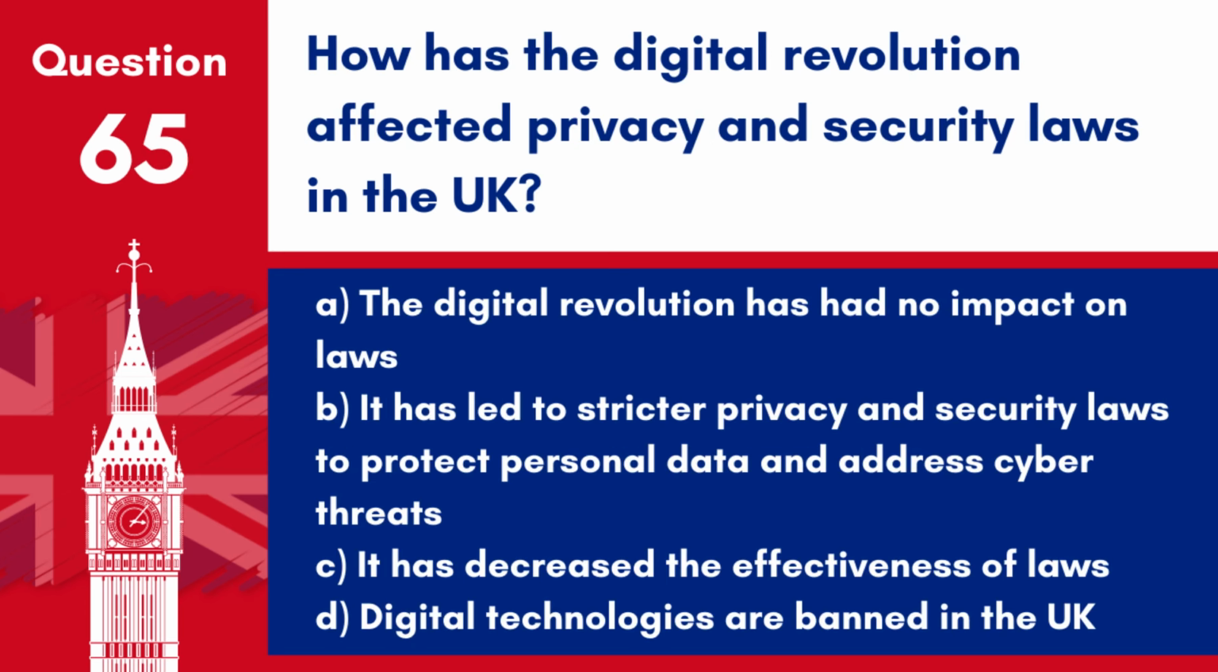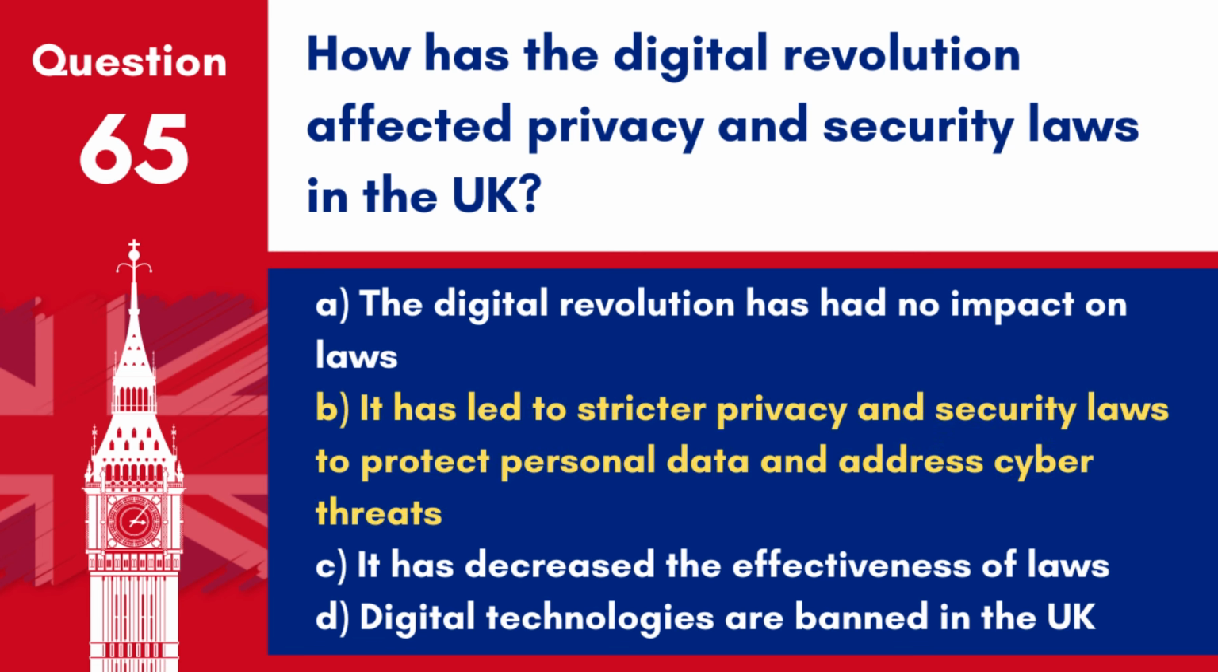Question 65. How has the digital revolution affected privacy and security laws in the UK? A. The digital revolution has had no impact on laws. B. It has led to stricter privacy and security laws to protect personal data and address cyber threats. C. It has decreased the effectiveness of laws. D. Digital technologies are banned in the UK.